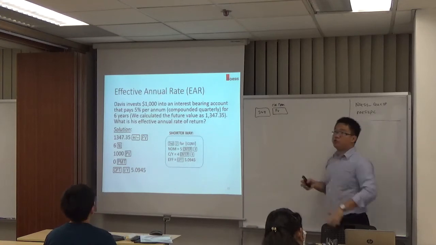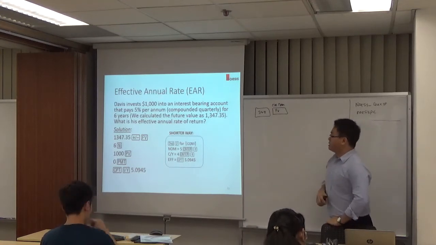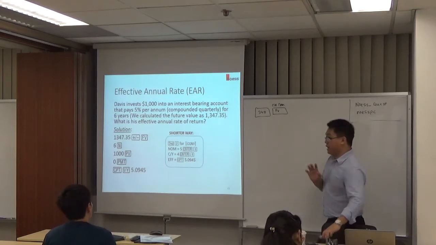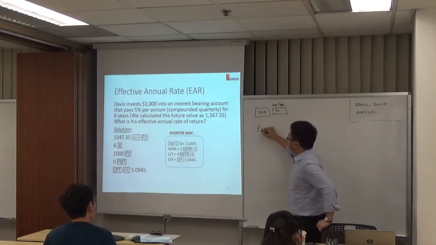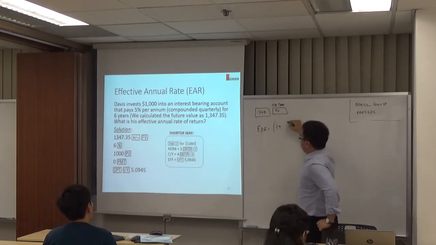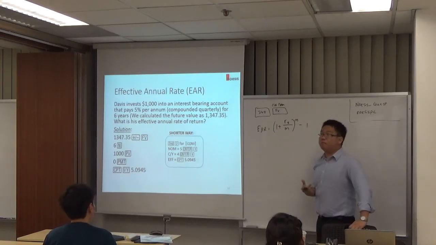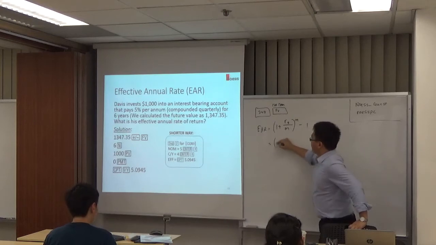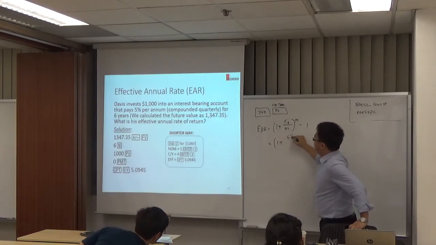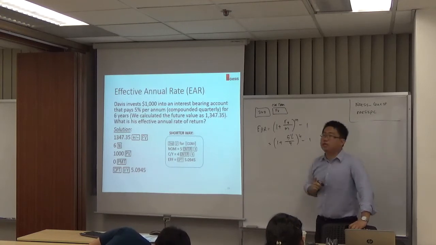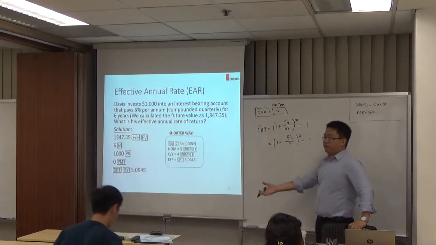So these are the useful functions in your calculator. Of course, here you don't need to know the formula to do it. Just to show you guys, the actual formula for this EAR is how it looks. You take 1 plus the stated rate, divided by your compounding frequency, power m, minus 1. Basically it looks like that. You take 1 plus 5% divided by 4, power 4, minus 1. This is the actual formula. But in the exam, there is no need to know this formula, because you have the calculator.